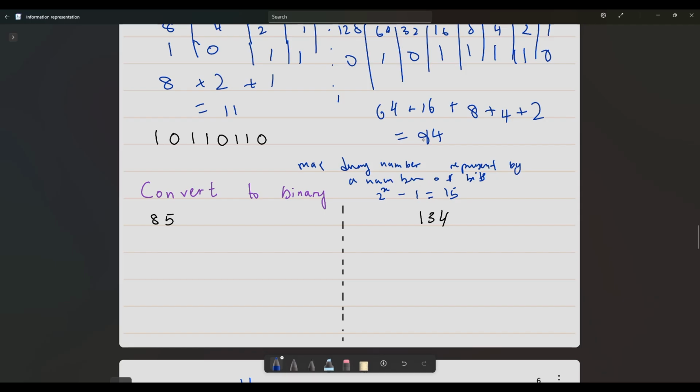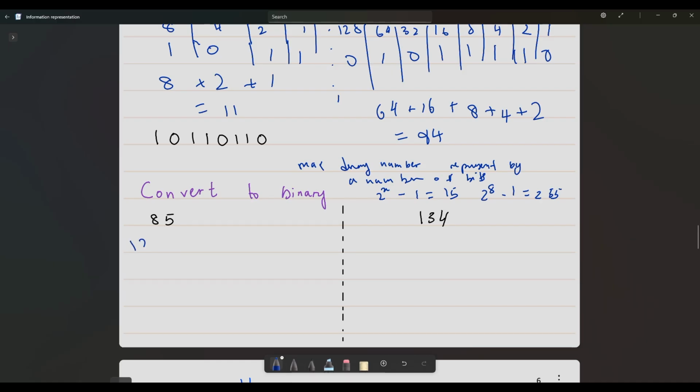Sorry, for 8-bit, because we're doing 8-bit right now. For 8-bit, it's 2 to the power 8 minus 1, which is 256. 256 minus 1 is 255. So the maximum denary value you can represent in an 8-bit number is 255. Okay, so that means we can use an 8-bit number system to convert 85 to binary.